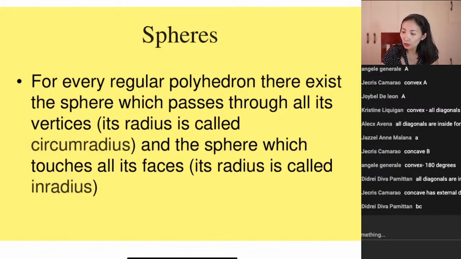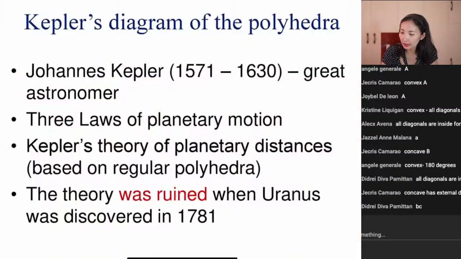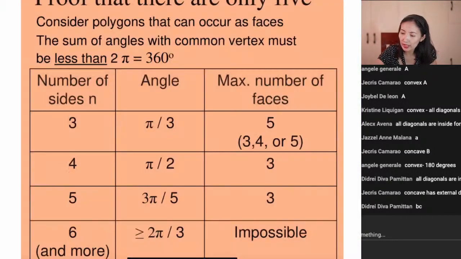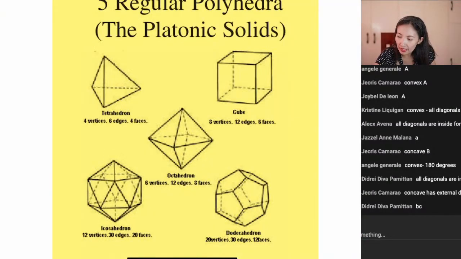So you go back to your Platonic solids. Let's go back to our Platonic solids. These are the vertices, okay? And these sides are the faces. So there is a sphere that could be drawn that touches all the vertices. And in like manner, there is a sphere which could be drawn that touches all the faces.